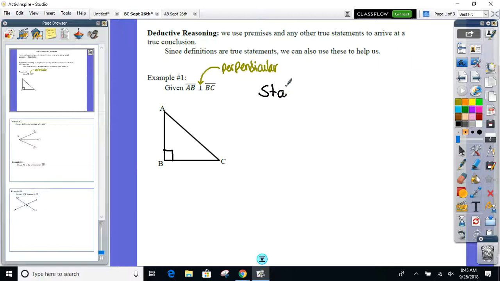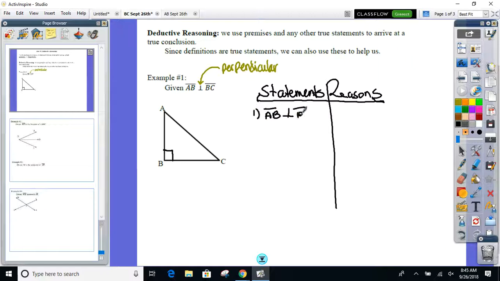The way we're going to write our thoughts down, and this is the setup of every proof, is we're going to have a statements column and we're going to have a reasons column. You can even connect the S's if you want to be fancy. Our first statement should probably always be our given. Whatever we were given, I'm always going to put it in my first statement. So AB perpendicular to BC.